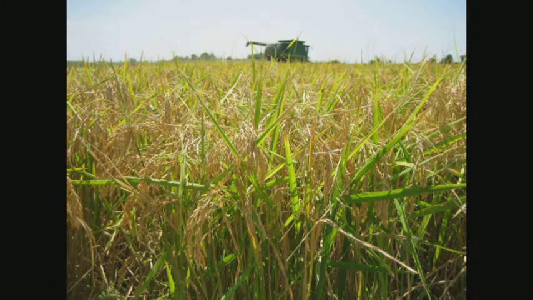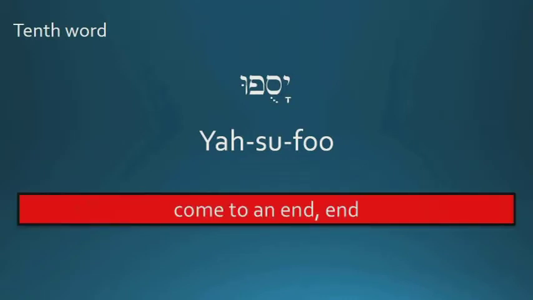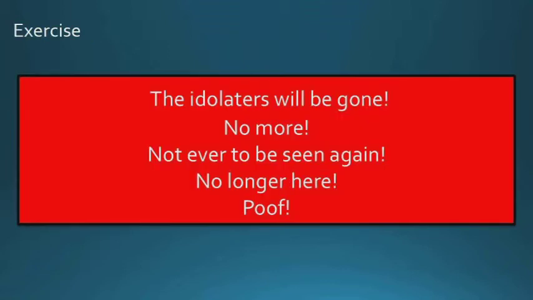All right, the next word is yasufu, which means coming to an end, done. The idolaters will be gone. They won't be any more. They won't even be seen again. They are no longer going to be here. Poof. They are gone. And there's nothing really they can do about it, and there's nothing we can do, in fact, to make it happen faster. We know this is a thing to come, but yet we don't have the ability to push it along, if you will. Yahweh's the one that's going to do it.